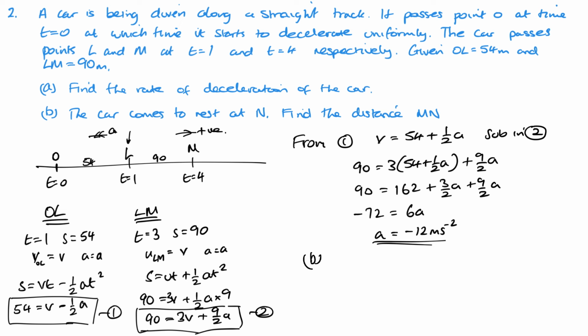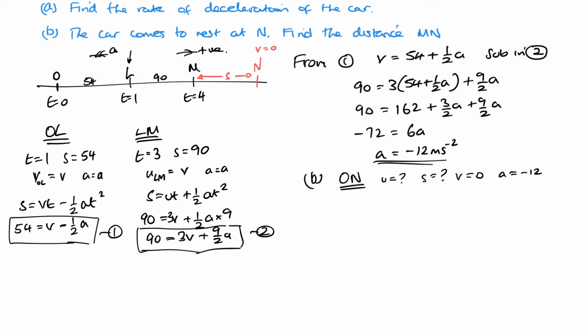Now, part B tells us now we've got a new point N. We don't know the time of that, but we know that the velocity is 0 at that point. Find this distance from M to N. So let's do that total distance, ON. And at ON, we don't know what U is, do we? But we know that the total distance is going to be my 144 plus that little s. But we'll just work out that total distance first, and then we'll take away the 144 from it. So the distance I'm trying to find, V I know is 0. A I know is minus 12. So as it stands, I don't have enough information. So I do need to work something out.